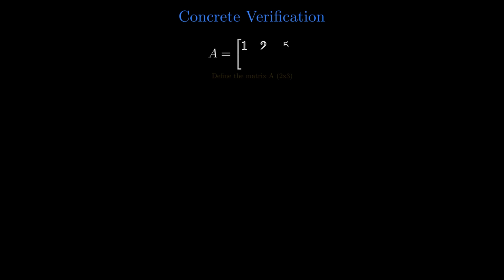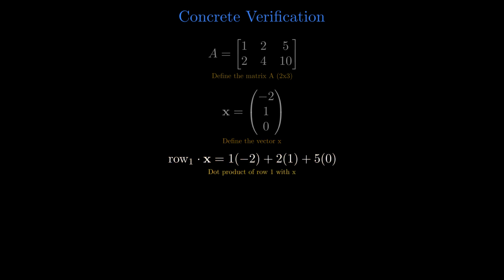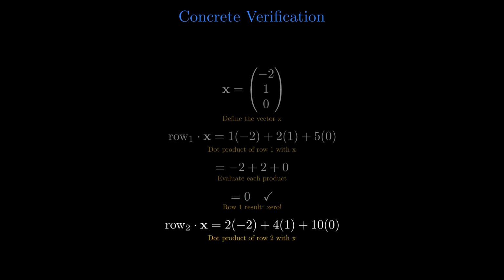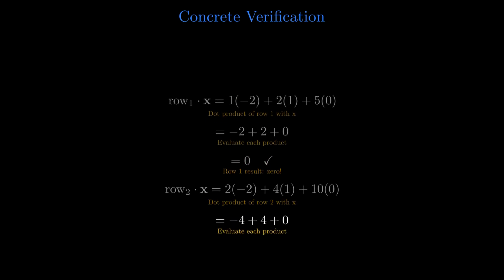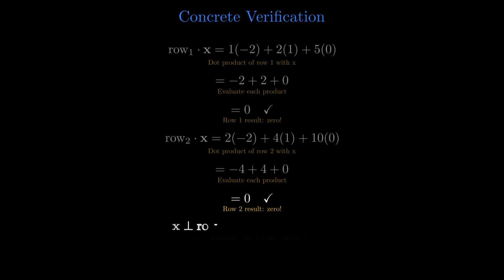Here's a concrete check. Take A equals the matrix with rows 1, 2, 5, and 2, 4, 10. Take x equals the vector -2, 1, 0. Let's compute row 1.x. 1 times -2 plus 2 times 1 plus 5 times 0. That's -2 plus 2 plus 0, which equals 0. Now row 2.x, 2 times -2 plus 4 times 1 plus 10 times 0. That's -4 plus 4 plus 0, which also equals 0. Both dot products vanish, so x is perpendicular to both rows of A.